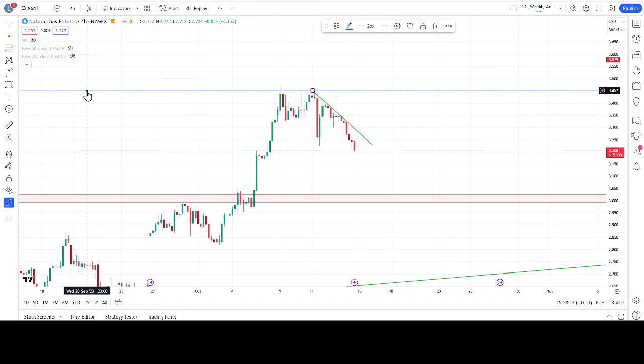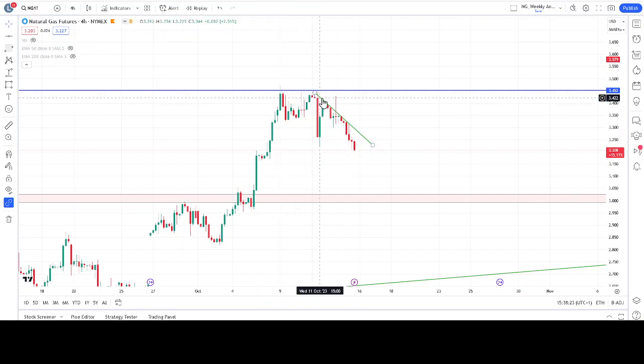So this is roughly around the 3.45 level. Look at the spikes. The price is rejecting, sorry, the market is rejecting this price. So 3.45 is, at the moment, a resistance. And then you can see a double top also forming here.